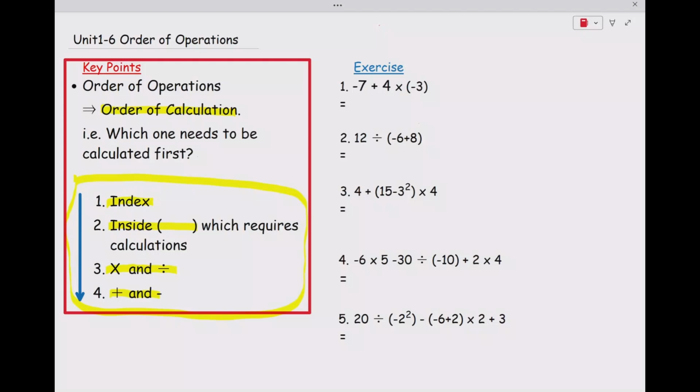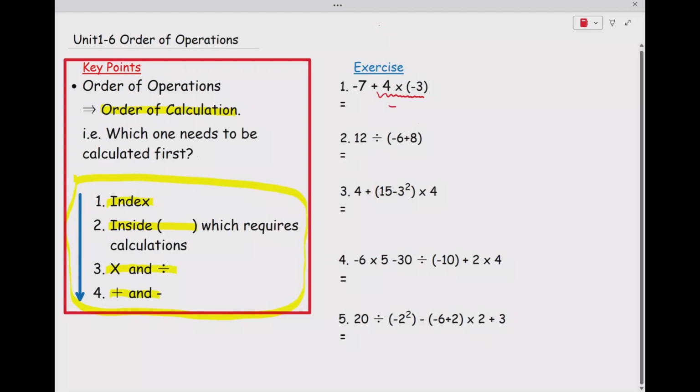Looking at this question, there are neither indices nor brackets that requires calculations. So the next step is multiplications or divisions. And this question has a multiplication. The multiplication part is plus 4 times bracket -3. So we need to calculate this part first.